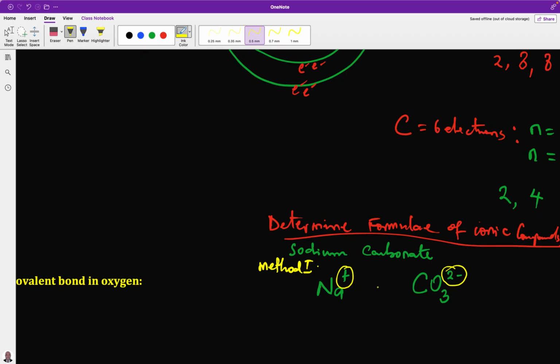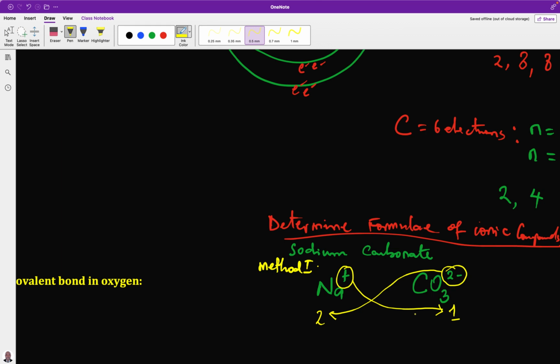Okay, we need to swap. I said method number one is by swapping the ions. If we swap, this one comes here, and this one comes here. Ignore the signs, please. Just use the figures. So the 2 will come here, and the 1 will come here.